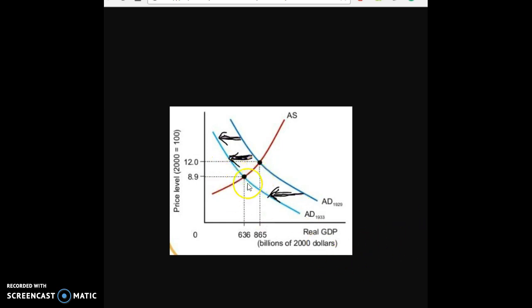So you can see from this graph that AD moves from 1929 here to 1933, and then also the price level drops. So we move from this point over here to the point at the 8.9 level.